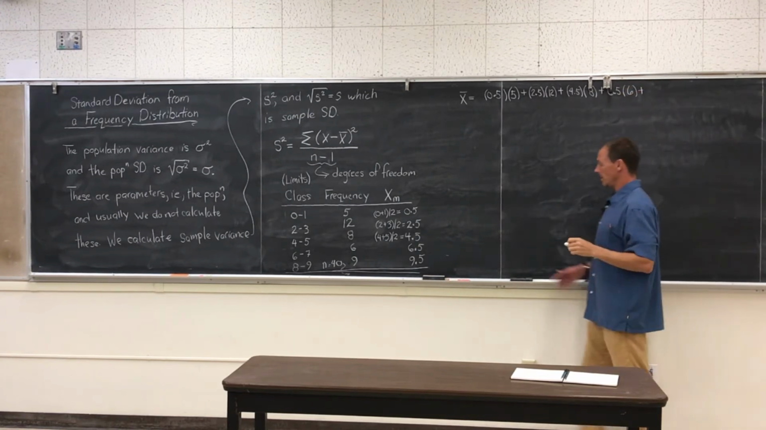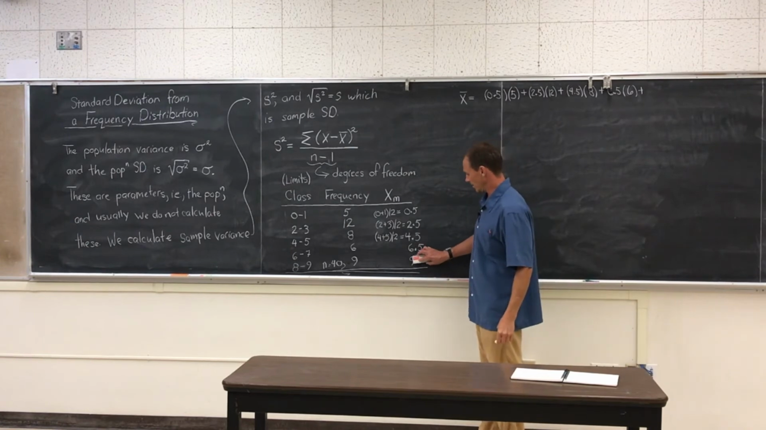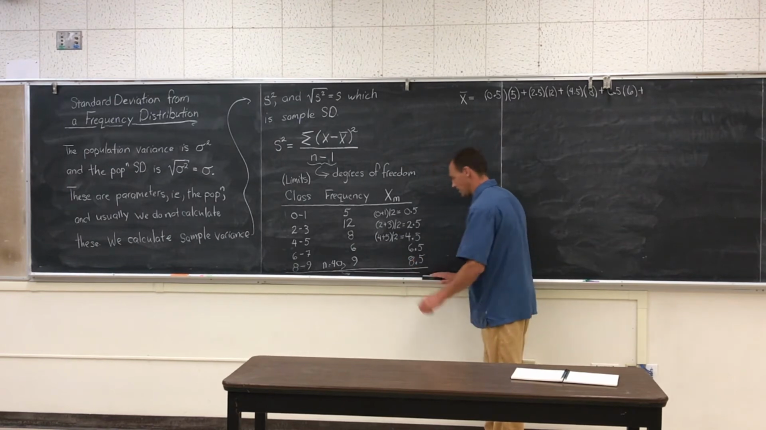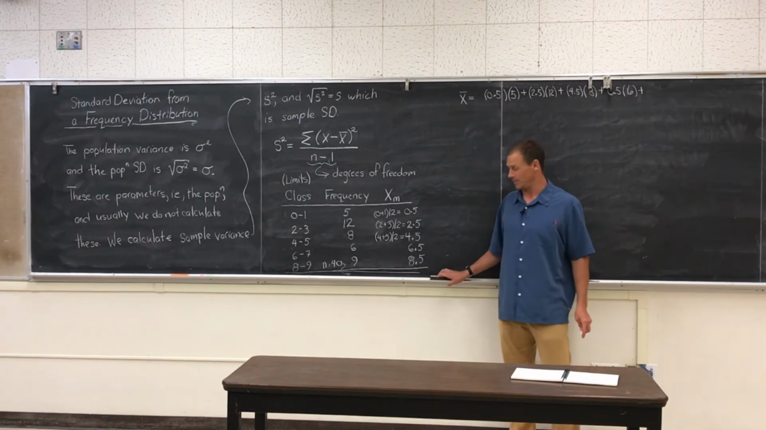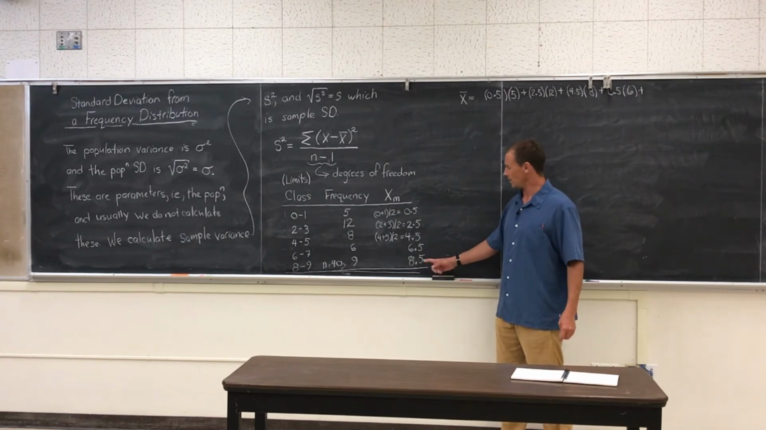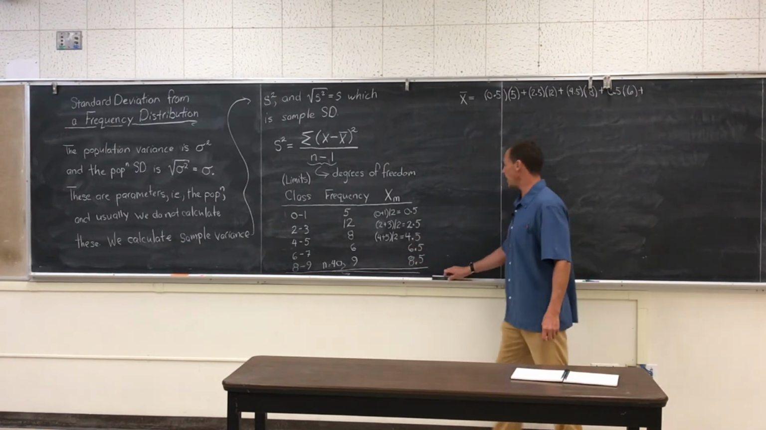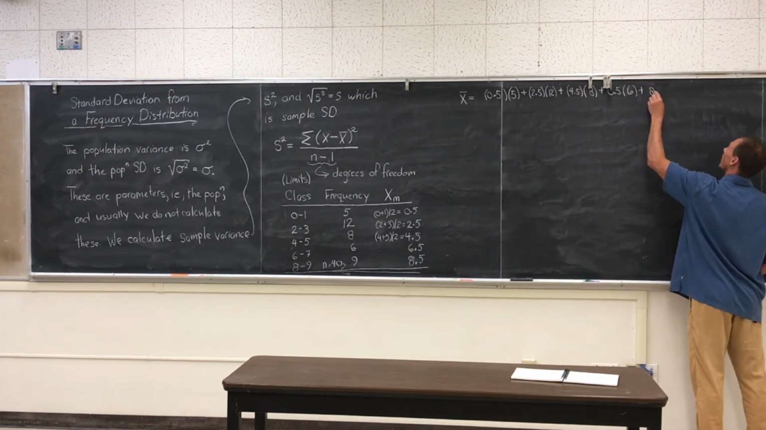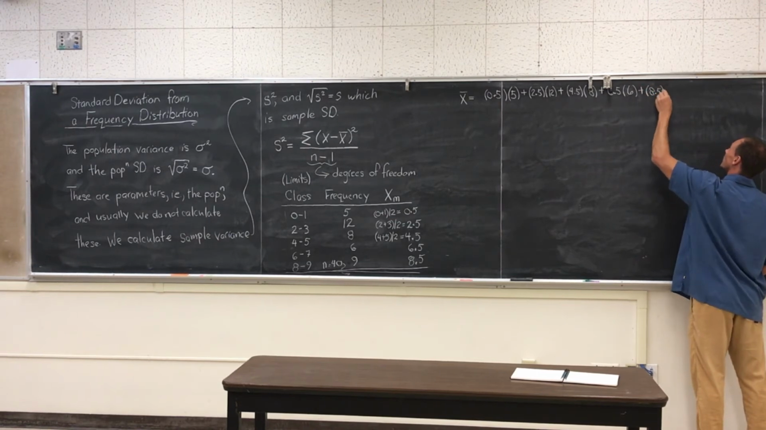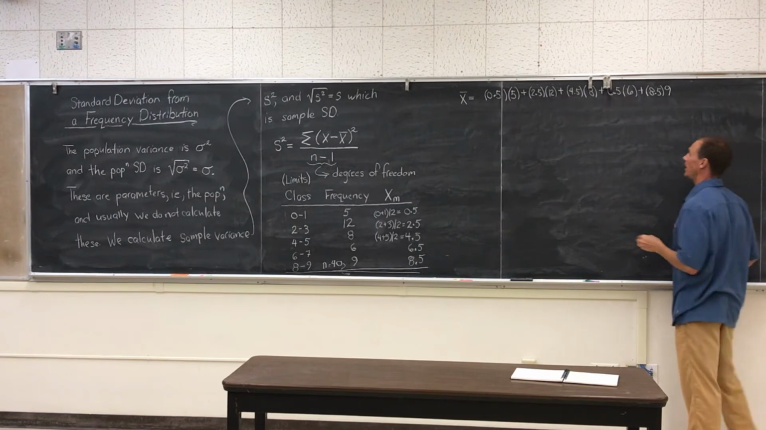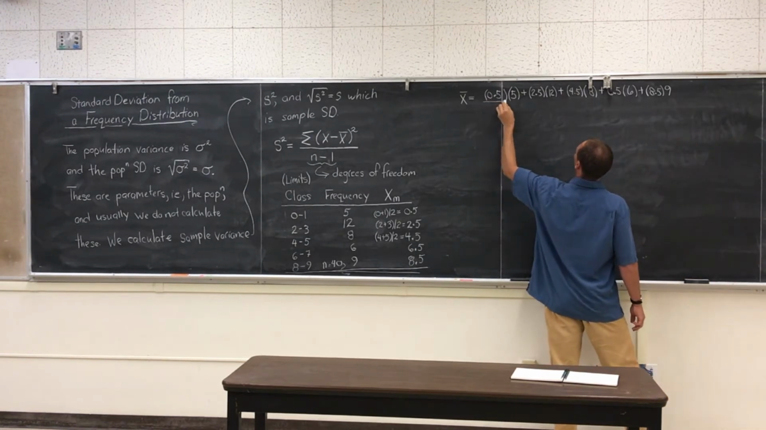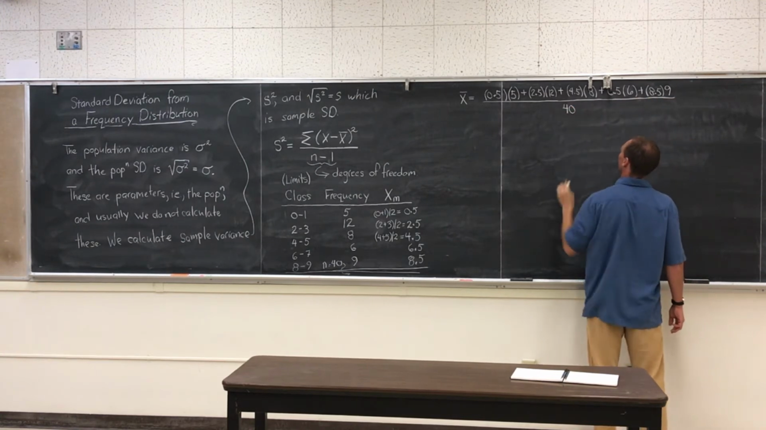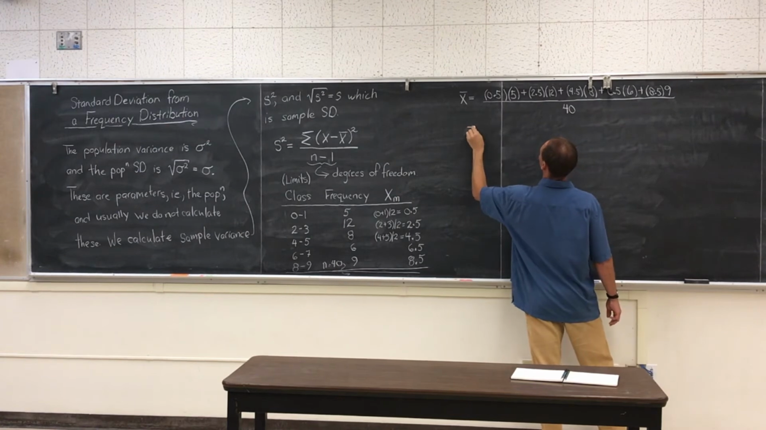Plus our final one. I made a mistake. That's not a 9.5, that's an 8.5. You shouldn't let me do that. You should have said something. We got it fixed just in the nick of time. So our 8.5s, of which there are 9. Now we're going to add all of those and divide by our number of data, that's 40.